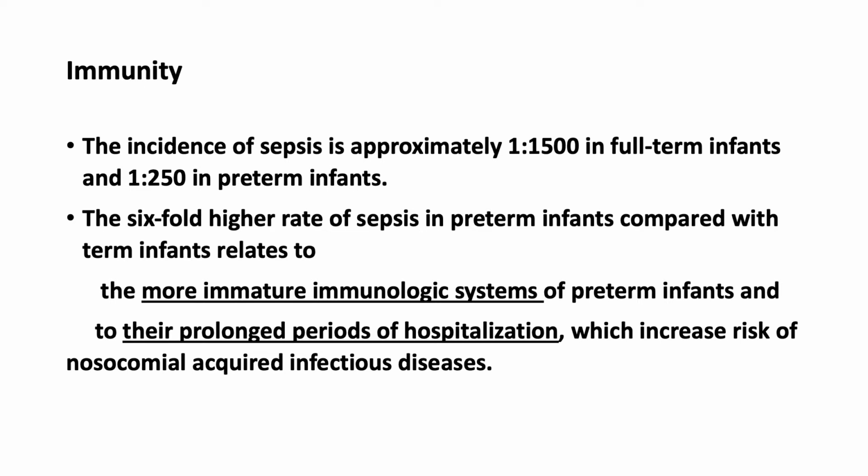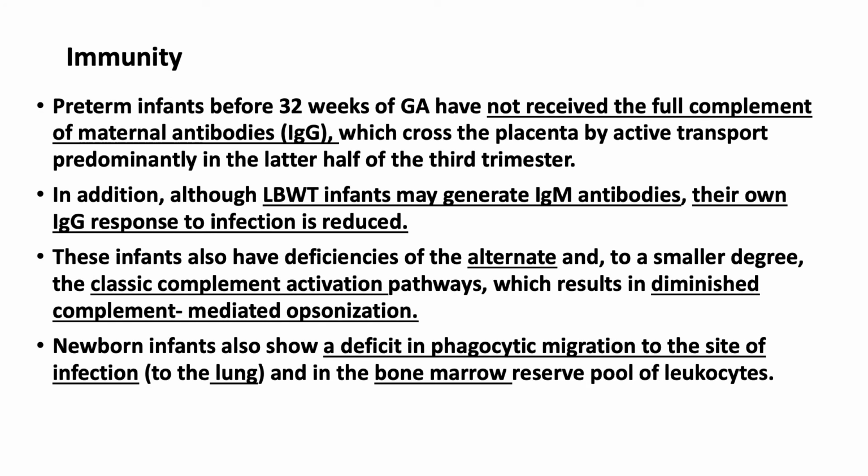The six-fold higher rate of sepsis in preterm compared with term infants may be related to the more immature immunological system of the preterm infant and their prolonged period of hospitalization, which increases the risk of nosocomially acquired infectious disease. The preterm infants before 32 weeks of gestation have not received the full complement of maternal antibodies, especially IgG, which cross the placenta by active transport predominantly in the latter half of the third trimester. In addition, although low birth weight infants may generate IgM antibodies, their own IgG response to infection is reduced.